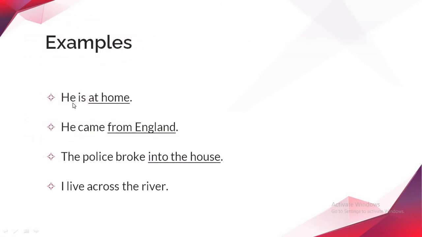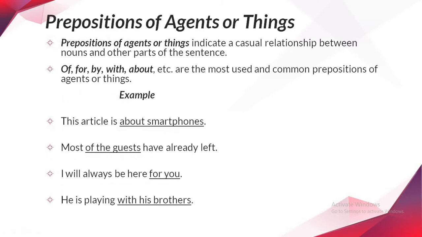Some of the examples. He is at home. So at which place is he? He is at home. He came from England. The place, England. The police broke into the house. I live across the river. These are some of the examples of preposition of places.